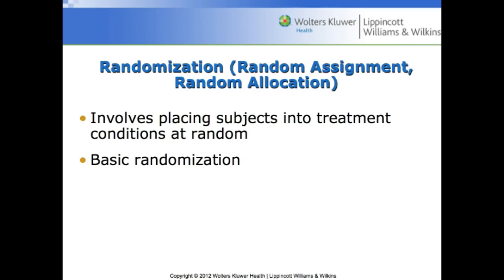Randomization involves placing subjects into conditions at random. So when you have your group, who's assigned to which group will be by just picking numbers out of a hat, or you can put their names in a computer and ask it to randomize them into two groups, and you can get programs that do that. And that's really your basic randomization.